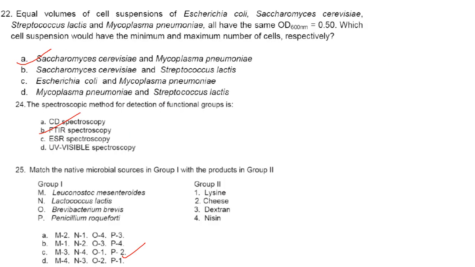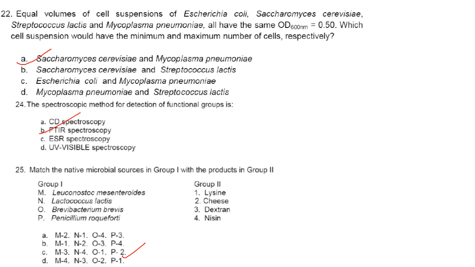Then equal volumes of cell suspensions of Escherichia coli, Saccharomyces cerevisiae, Staphylococcus lactis and Mycoplasma pneumoniae all have the same OD at 600 nanometers, that is 0.5. Which cell suspension would have the minimum and maximum number of cells respectively? If a cell is smaller in size, then the number of those cells will be more, and if a cell is larger in size, then the number of those cells will be less. That is, size is inversely proportional to the number.